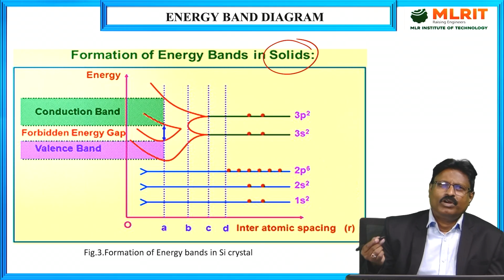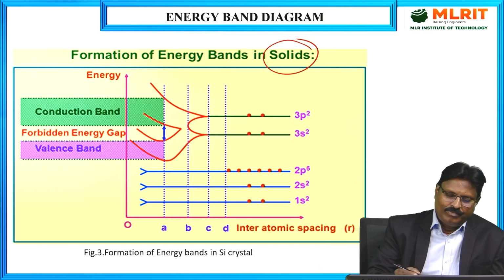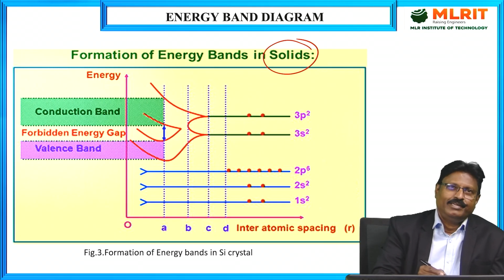So more number of silicon atoms will be contained in the silicon solid. By the attraction among these neighboring atoms, some formation of bands will be created inside the solid. How it happens, let us see.